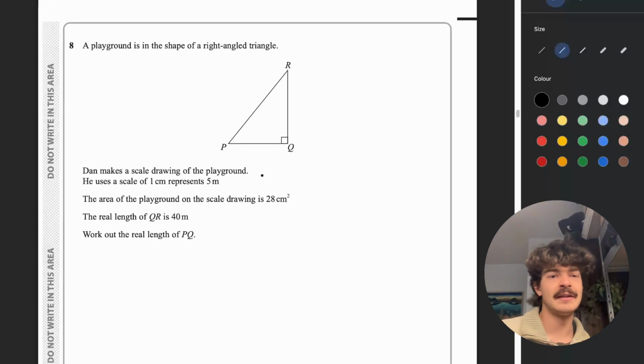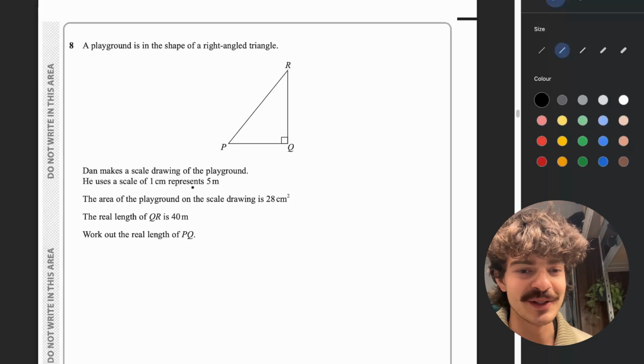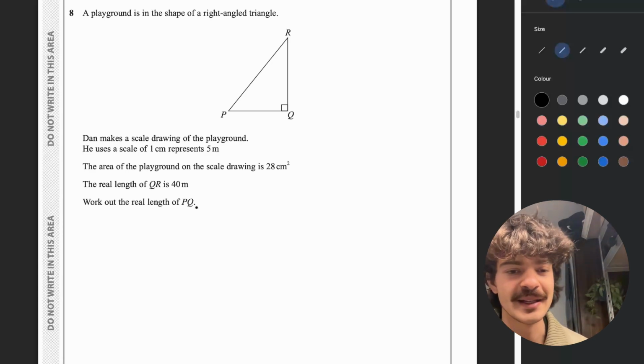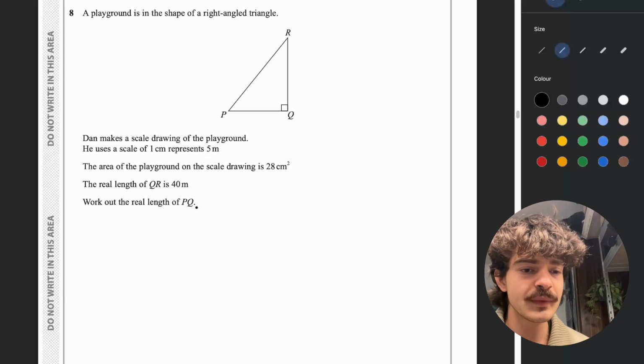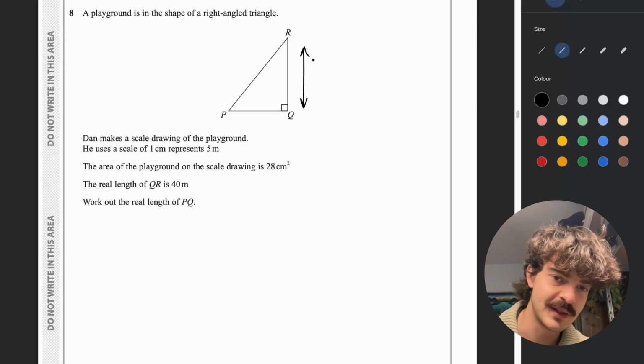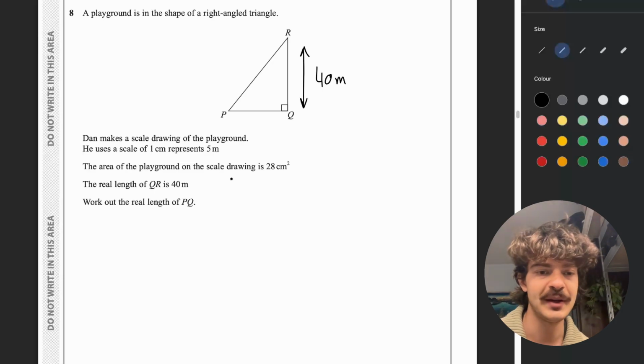Question 8. We have a playground that's in the shape of a right angled triangle. How wonderfully fitting. And Dan makes a scale drawing of the playground. He says that 1 centimeter represents 5 meters. The area of the playground is 28 centimeters squared, and the real length of QR is 40 meters. Okay, let's label stuff on. So this is 40 meters, and 1 centimeter represents 5 meters. Cool. And we know that the area is 28 centimeters squared.